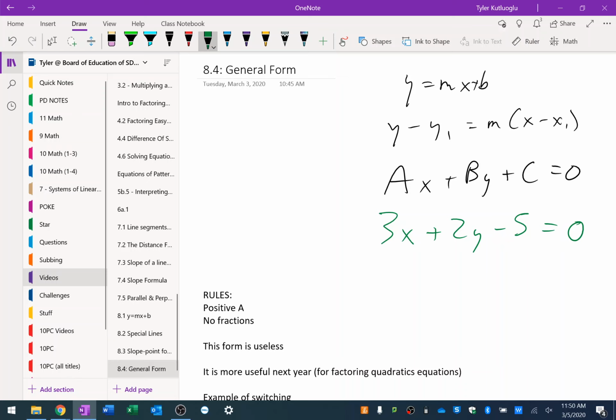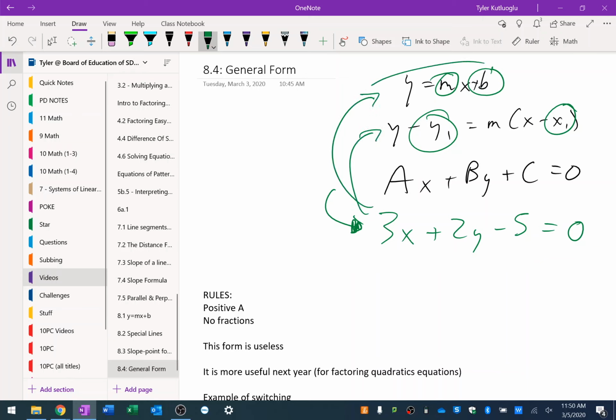We need to be able to switch into general form. But unlike the other forms, general form doesn't really tell us anything useful. This one told you the slope and the y-intercept or a point on the graph. This tells you nothing. These numbers don't mean anything useful. Okay? So generally, if you have this form, you want to switch it to one of the other forms. Okay? Probably y equals mx plus b in order to find useful stuff.